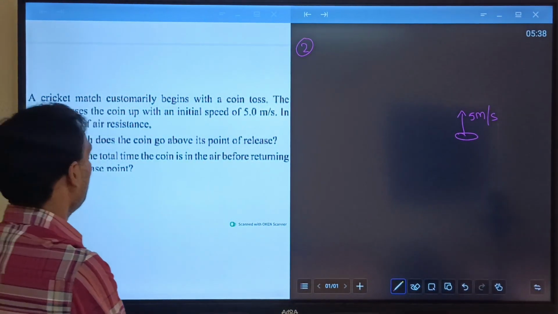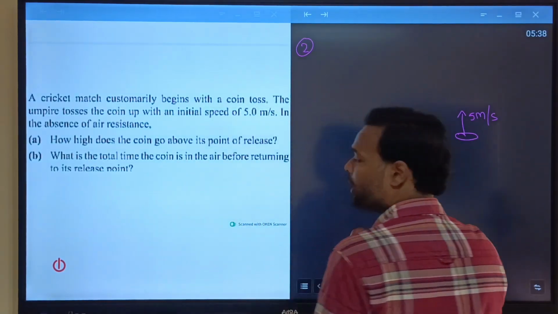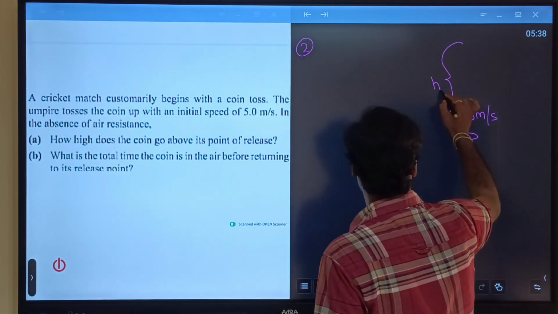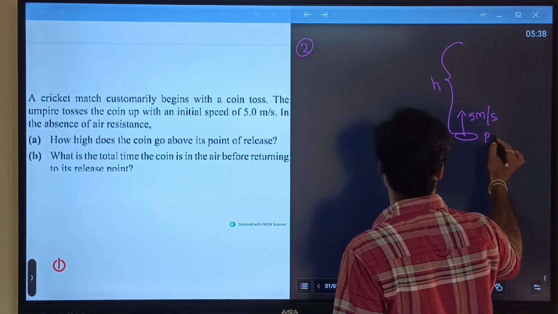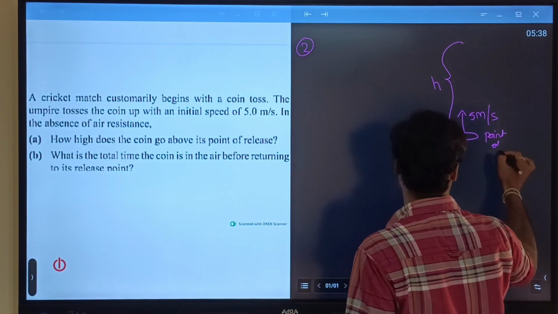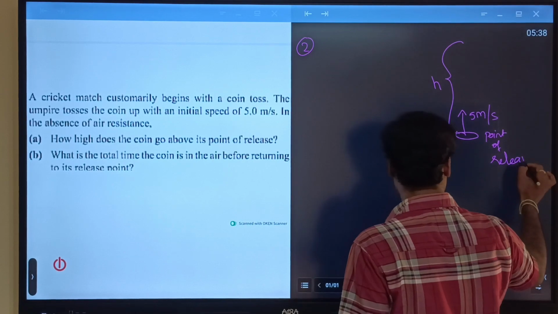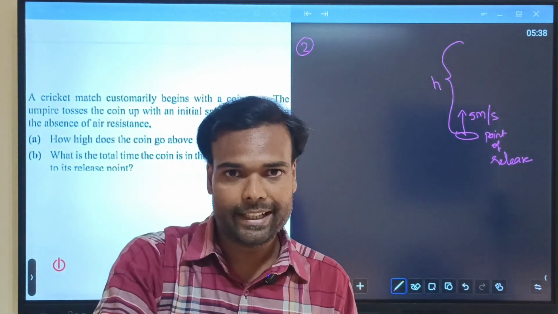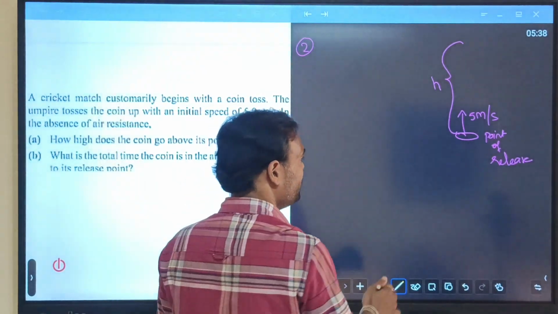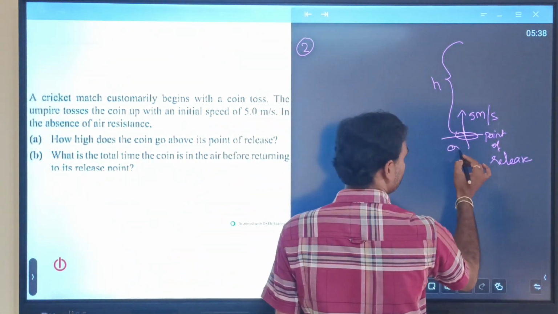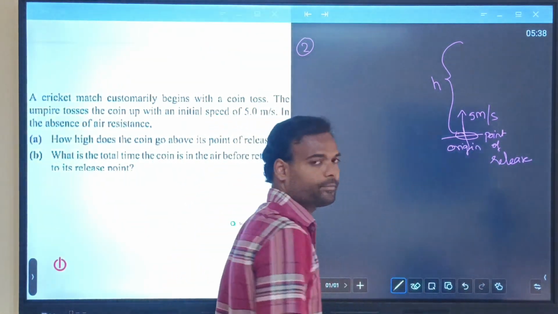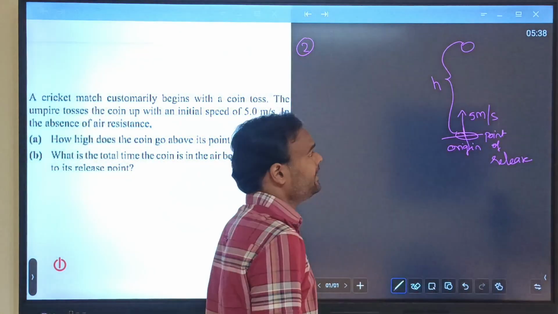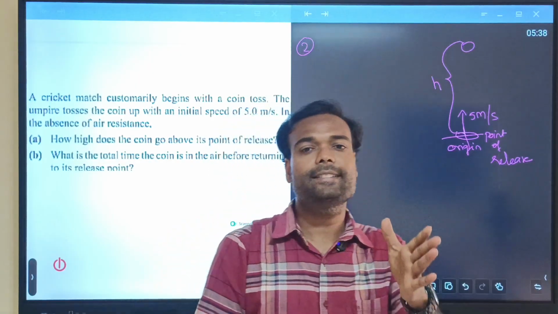Question 1. How high does the coin go above the point of release? That means how high the coin will go above the point of release. This is the point of release, which means we have to consider that its journey starts from there, that would be acting as origin. Right? From origin, it is moving in the upward direction, and they are asking how far the object reaches.